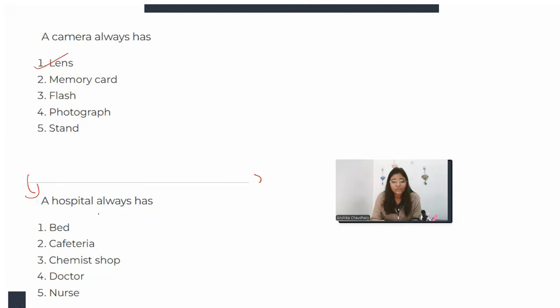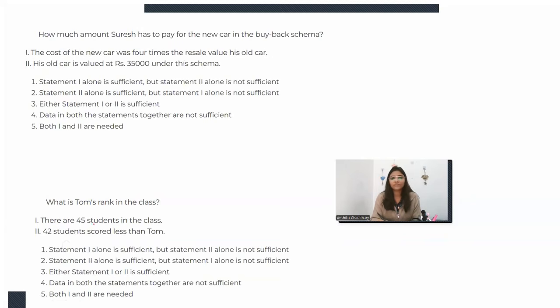Similarly, a hospital always has bed, cafeteria, chemist shop, doctor, nurse. See, it doesn't matter whether there are beds or not, because in COVID-19 time, there were hospitals where beds were not available, cafeteria is not available, chemist shop is not. But the main important thing in a hospital is the doctor. Without a doctor, a hospital is not a hospital, right? So the most important thing is what we need to figure out, right? Let's move on to the next question.